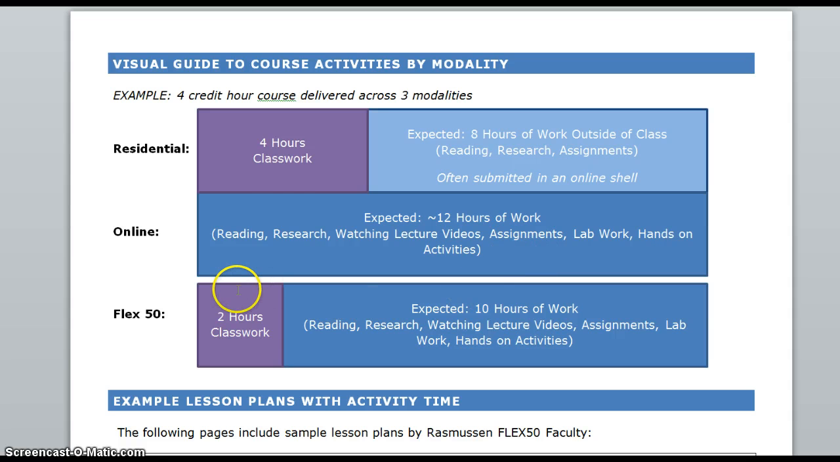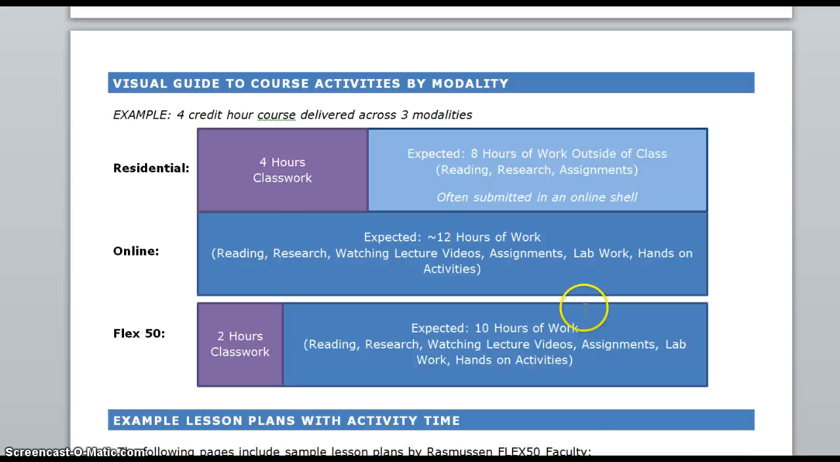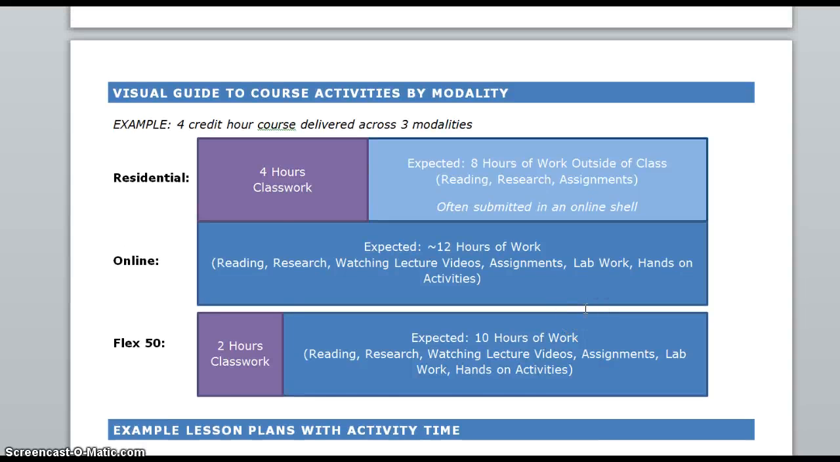But then in Flex 50, remember, we're just splitting in half this 4 hours of classwork. Flex 50 is going to be 2 hours of classwork, but then the remaining hours online, so 10 hours for that 4 credit class. I think this is a great way to show you how it's the same amount of work, just a different location where we're having those different activities.